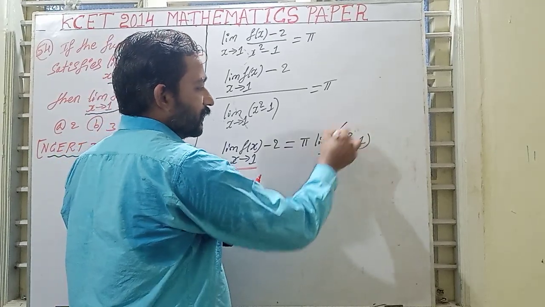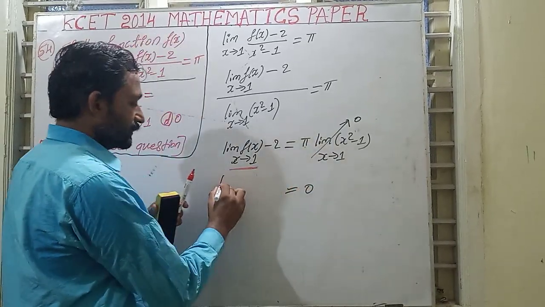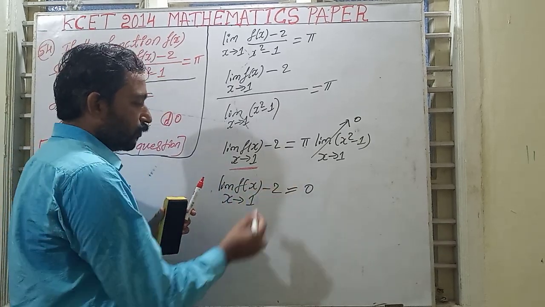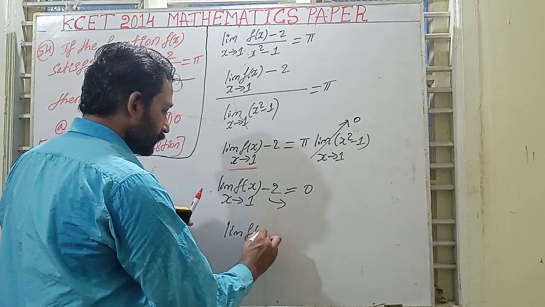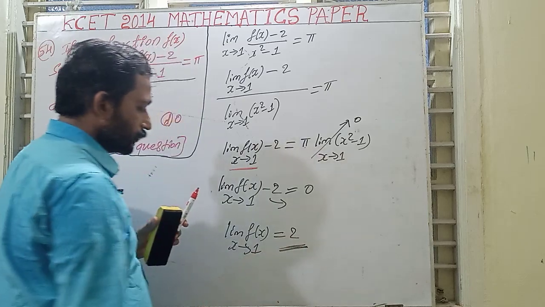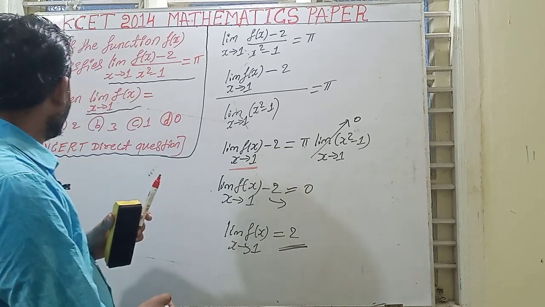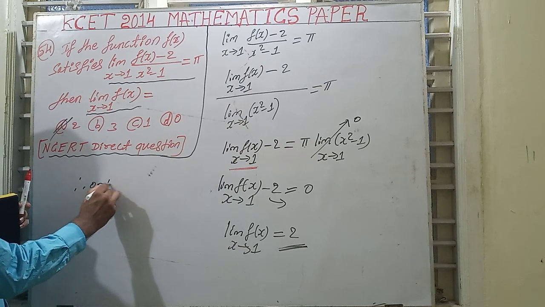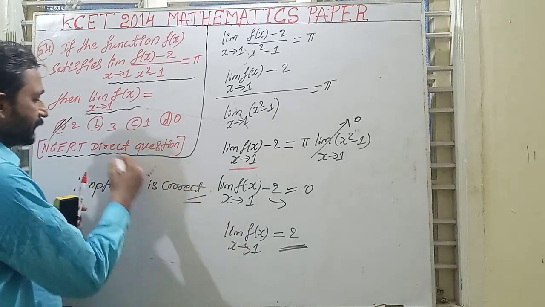1 minus 1 is 0. What does this value become? 0. 0 multiplied by anything is 0. So remaining on the left hand side, limit f of x as x tends to 1 minus 2. Now minus 2 moves to the right hand side. We get the required answer: limit f of x as x tends to 1 is equal to 2. So which option is correct in this case? Option A is correct. So this is an NCERT direct question.